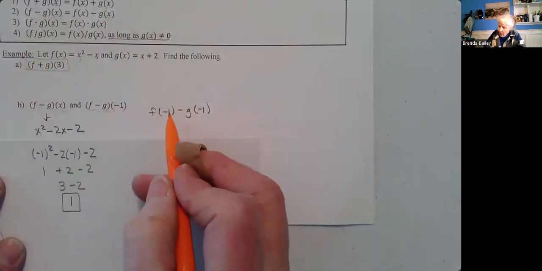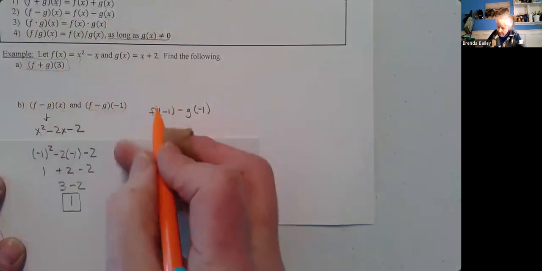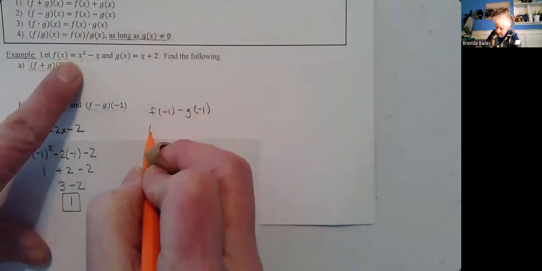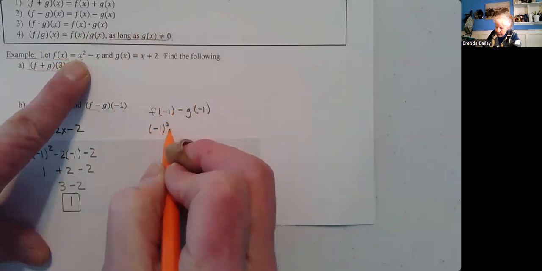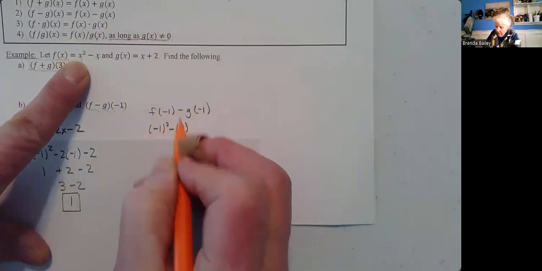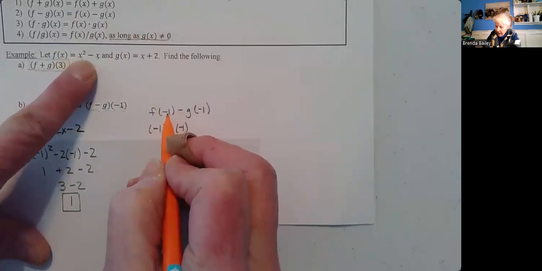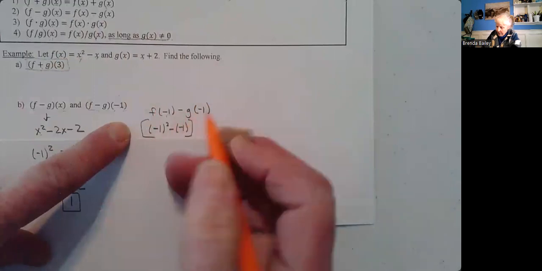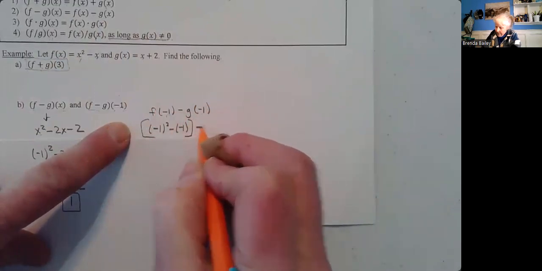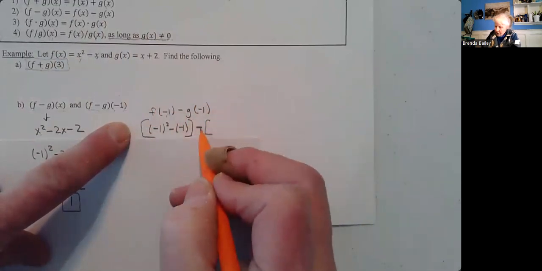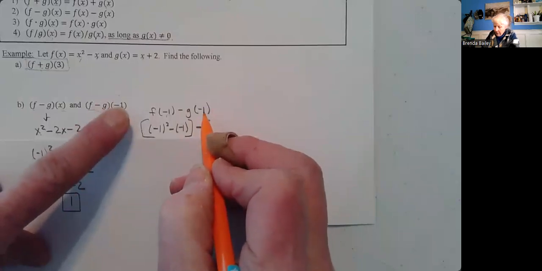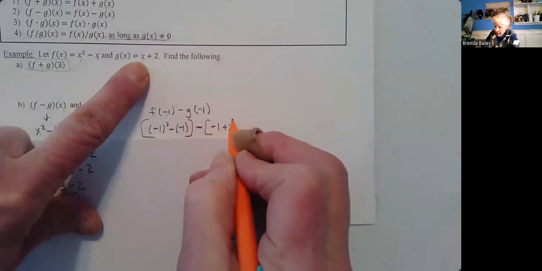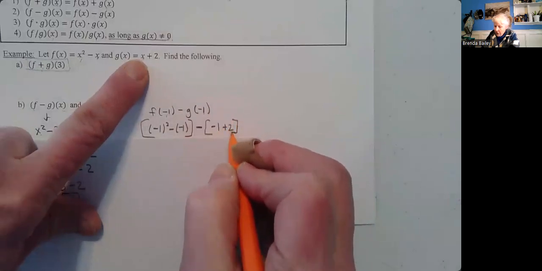You put -1 into the f function. So that gives me (-1) squared minus a -1. Both of the x's were replaced with -1s. I'll use a bracket since I have so many parentheses. Minus the g of -1, which is -1 plus 2. So I put the -1 into the g function as well.